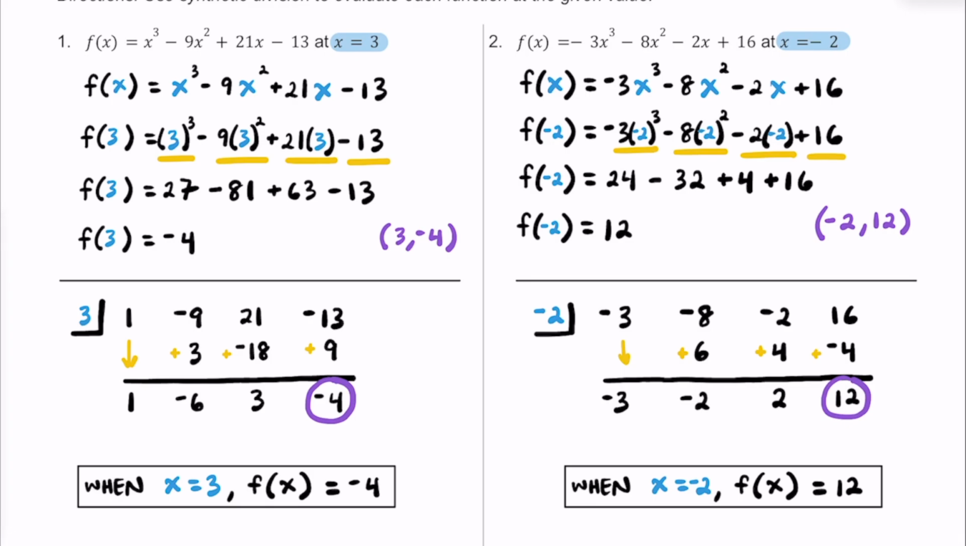All right, so there you have two examples of evaluating a polynomial function at a given x value, where I went ahead and showed you how you could do it the long way, where you just substitute and evaluate it, or we can also go ahead and do this using synthetic division, which hopefully you can see is a little bit quicker.